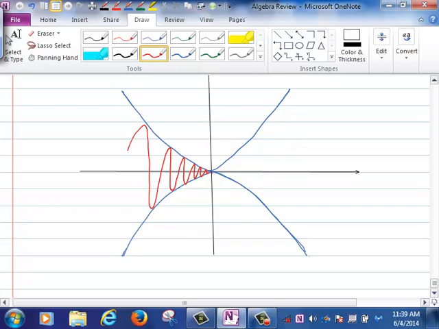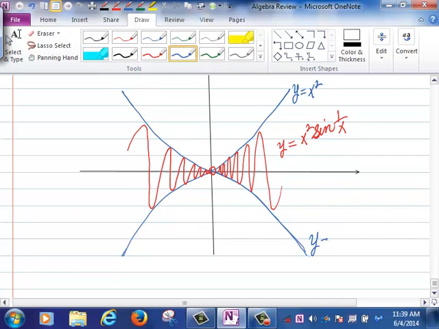Okay? There is a hole because it's undefined at 0. But then otherwise it looks like this. Okay, so this is the red one. So the red one is the graph of x squared sine of 1 over x. You don't have to know the graph. And this is the graph of x squared, and this is the graph of negative x squared. That's how the graphs look like.